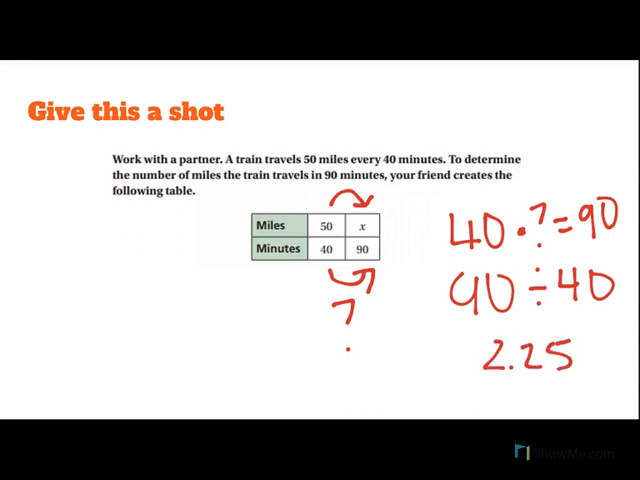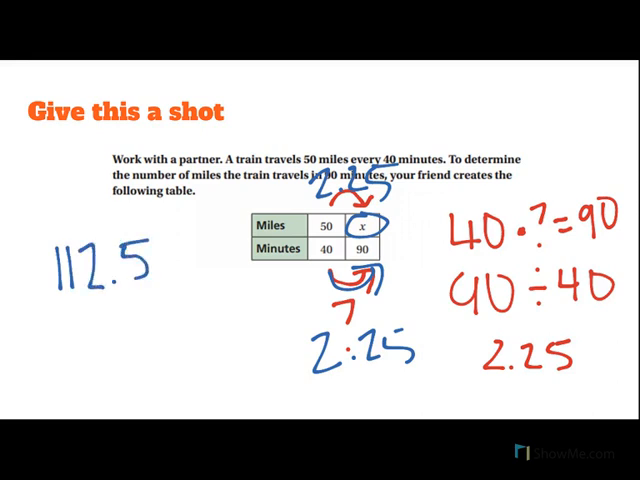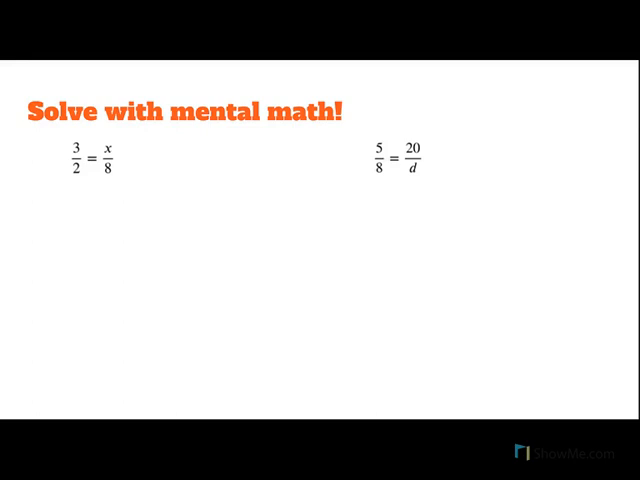So what did that mean in our context? That meant to get from here to here, I could multiply by 2.25. So if I do that up top, that's going to give me what I want. So if I take 50 times 2.25, I end up with 112.5, which would be my answer, or how many miles I traveled in 90 minutes. Now, is there an easier way to do this?